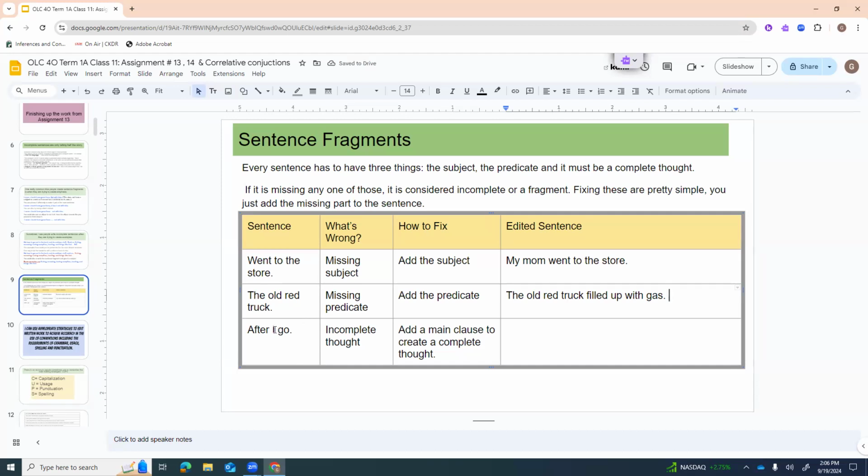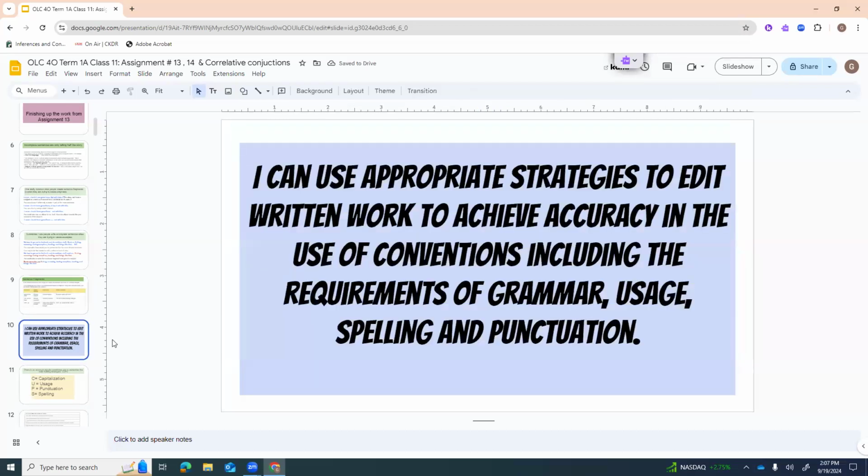"After I go." Now this one is tricky because it's got a subject, the I, and it's got a verb, go, but it's considered an incomplete thought because "after I go" implies that something's going to happen at that point, but we don't know what because they haven't finished the sentence. So I need to add a main clause to create a complete thought. So, "After I go, please do the dishes." Okay, so now it's a complete sentence. All right, so moving on.